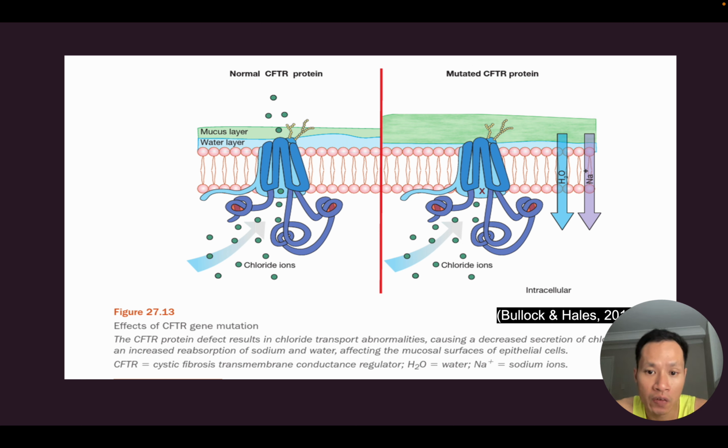So you can see here on the picture on the right side, the green area is the mucus layer. It's thicker compared to the left hand side. Why? Because of the water being reabsorbed, the mucus becomes dehydrated and thickened. So what happened to our patient Jacob? The mucus will obstruct his airway and he will have problems with breathing.